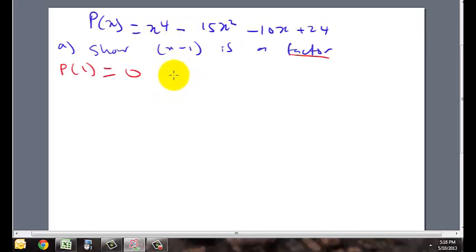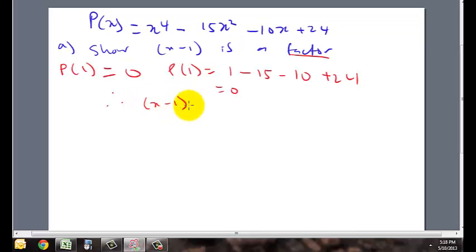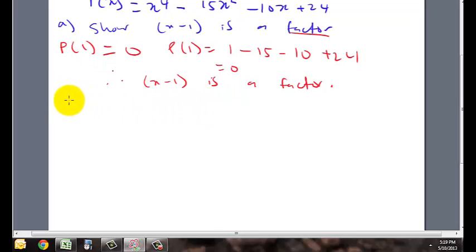When I sub in p(1), it gives me 1 take away 15, take away 10, plus 24. 1 take away 15 is minus 14, minus another 10 is minus 24, plus 24 is 0. And then you just got to say, therefore, x minus 1 is a factor. Use some sense in your math. Don't just write that equals 0. What does that mean? So, therefore, it's a factor because of that.